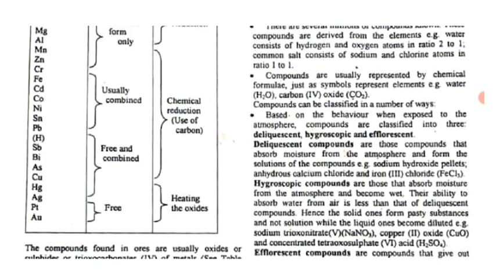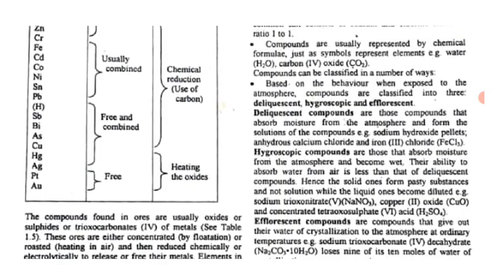Compounds are usually represented by chemical formula, just as symbols represent elements. Another thing is that your compounds must be balanced too. Your compounds must be balanced. Don't go and write HO. What is HO? Write it as OH. Well, you can write HO, but make sure it's balanced, right?